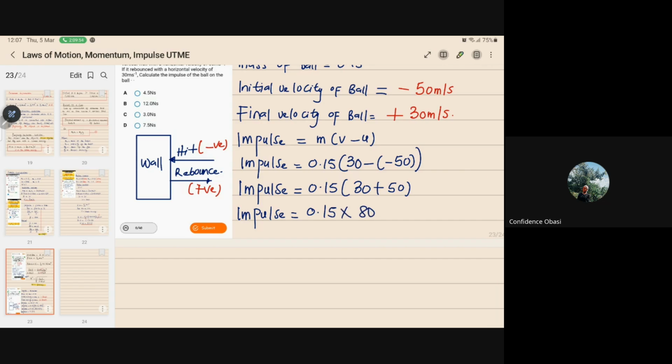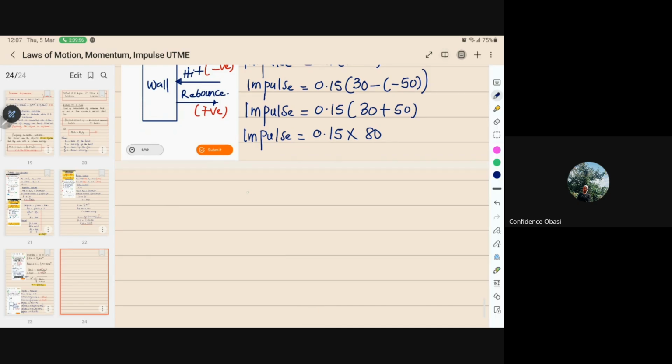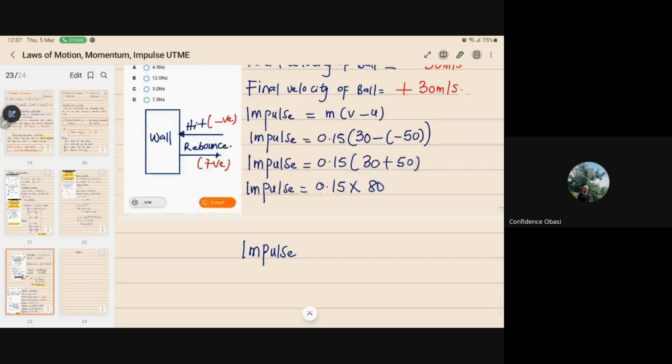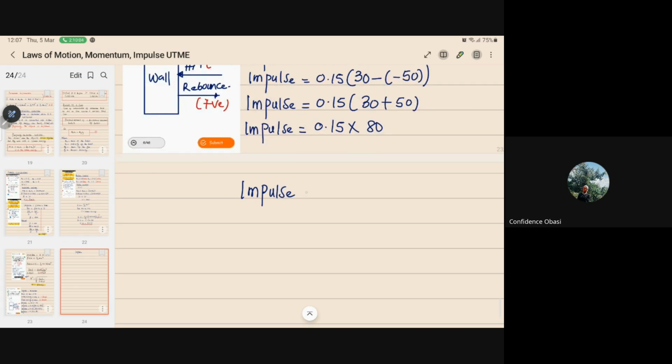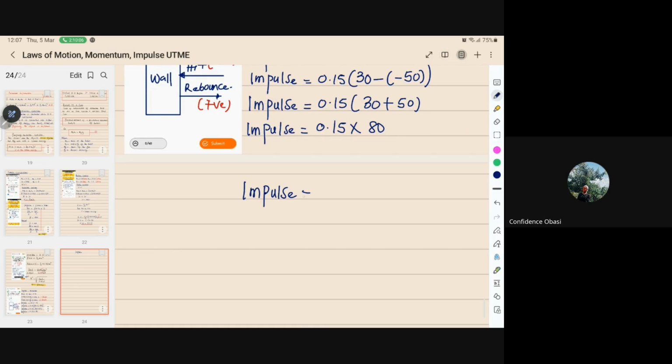So with any sign convention, even when it gives a negative sign, you just take the absolute value. The magnitude is what you're looking for, right? Is that not what they asked us? Calculate the impulse. So impulse will now be equal to 0.15 times 80. So this will give us 12 Newton seconds.